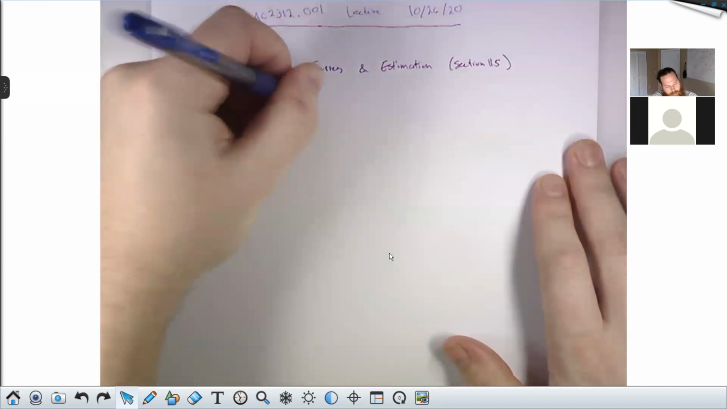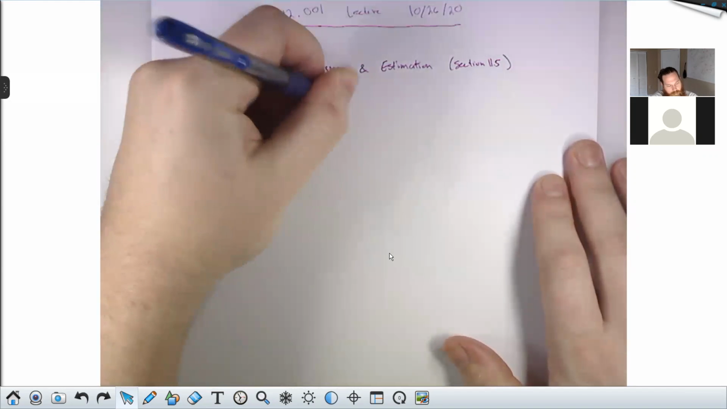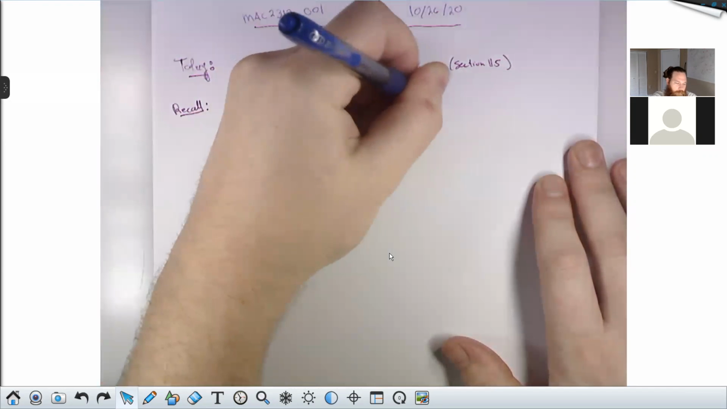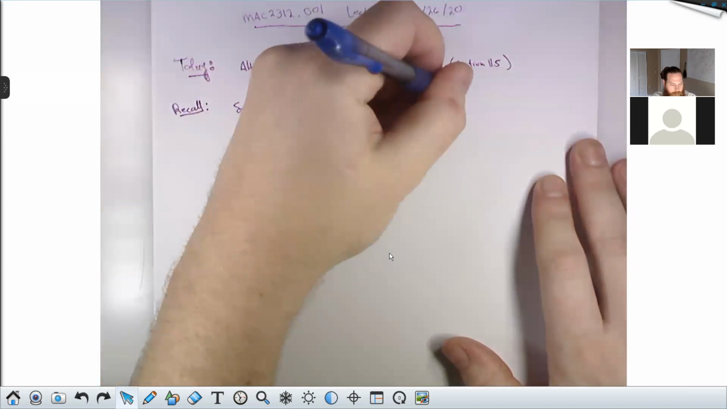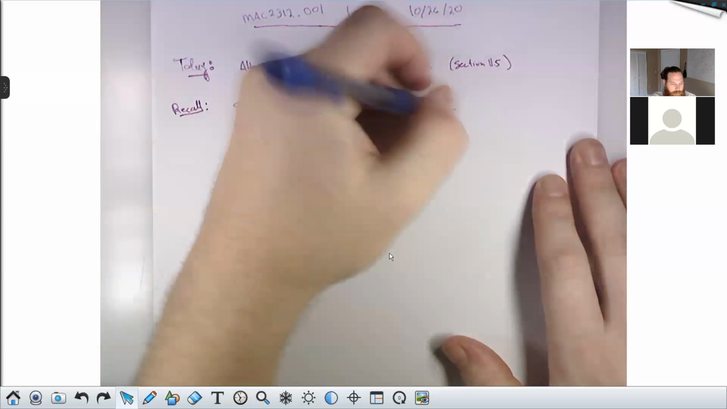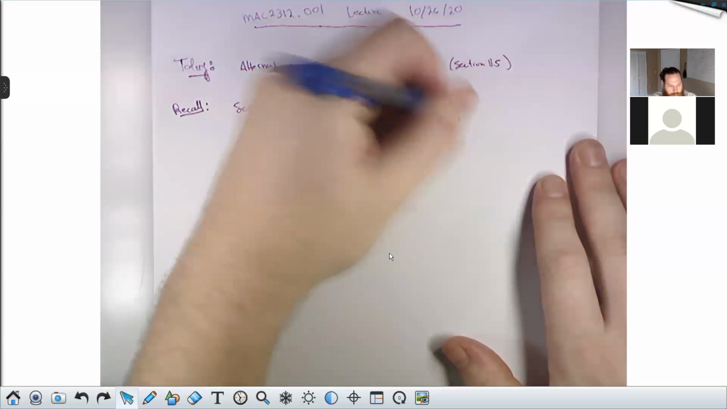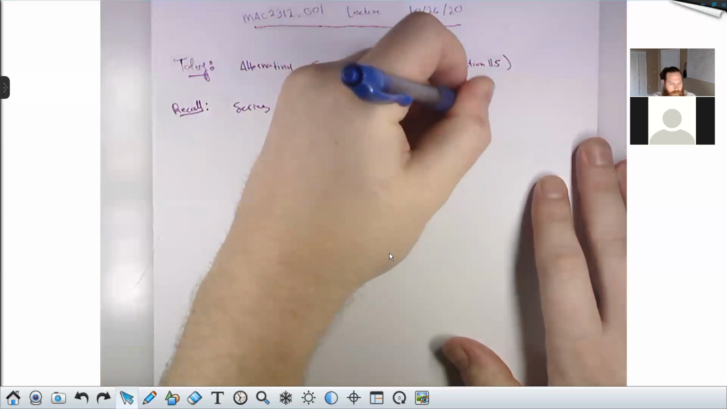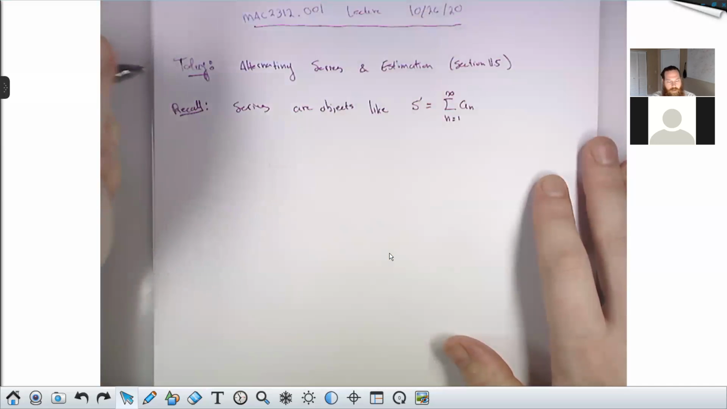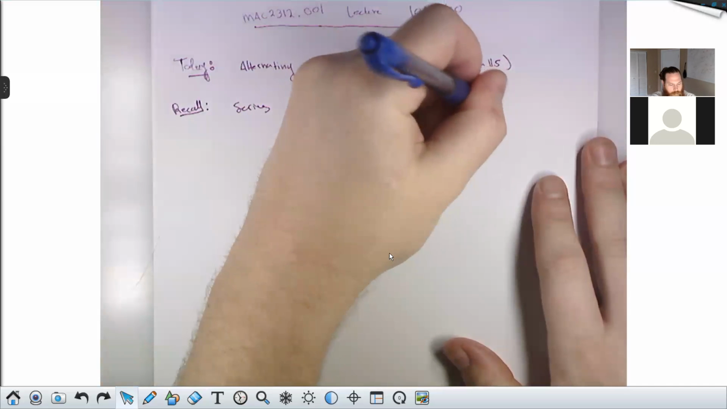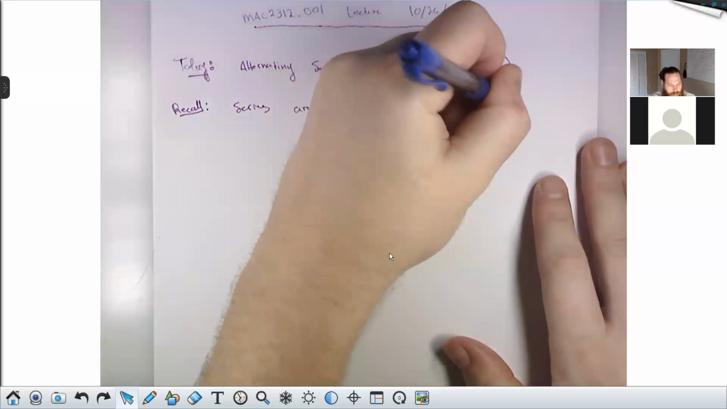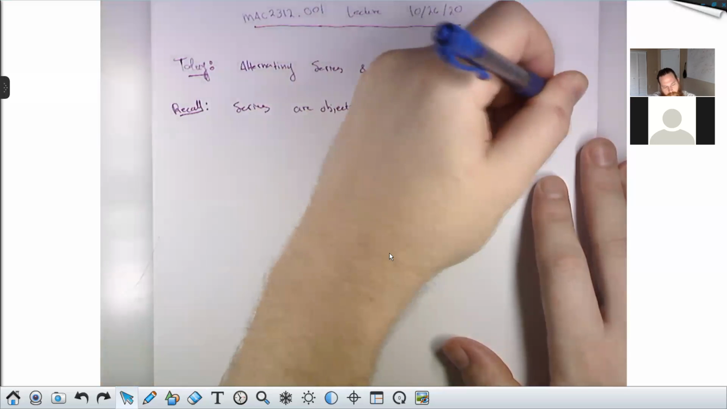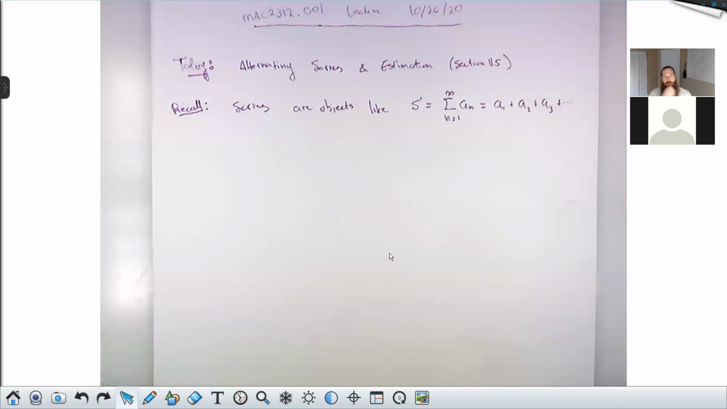Series are objects that look like, usually I'll give them the name capital S, and they're written with this big sigma. And n might run from 0 to infinity or 1 to infinity or something like that. And inside we have these things that we call a_n usually. And that whole capital sigma thing is shorthand for a1 plus a2 plus a3 plus a4 plus a5, going on and on and on forever.